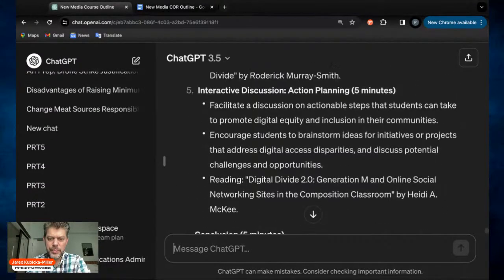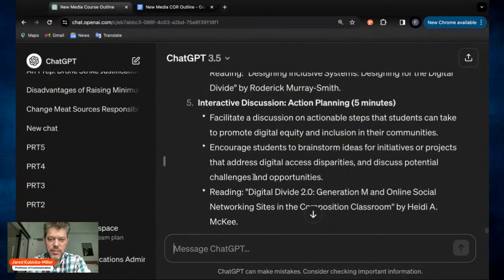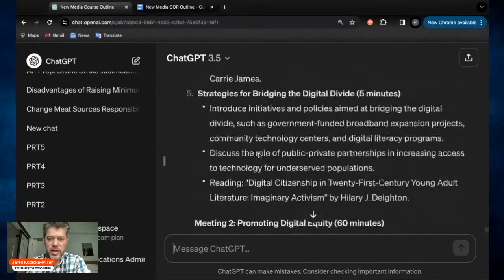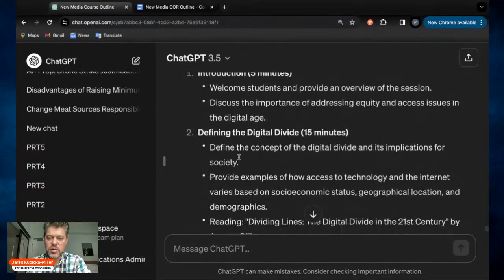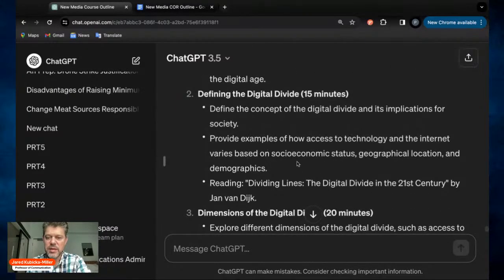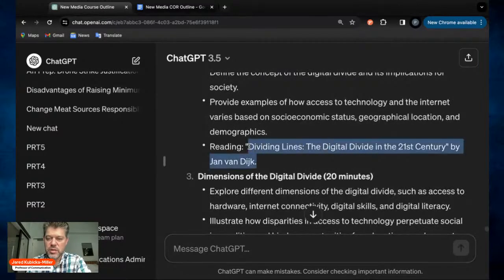Okay, so digital divide 2.0 generating. That's not bad. Interactive discussion planning. Okay, let's see. Go to the top here. Okay, boom. Introduction. Discuss the importance of equity. Provide examples of how technology, internet, dividing lines, a digital divide. Let's see if this is real.